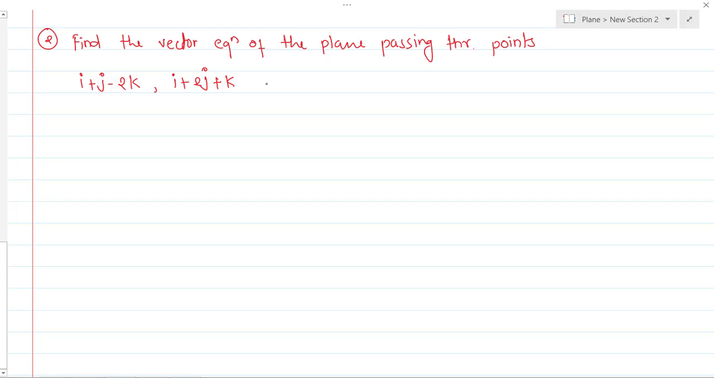Find the vector equation of the plane passing through points whose position vectors are i plus j minus 2k, i plus 2j plus k, and 2i minus j plus k. Okay, so we have one plane passing through the 3 points whose position vectors are like this.